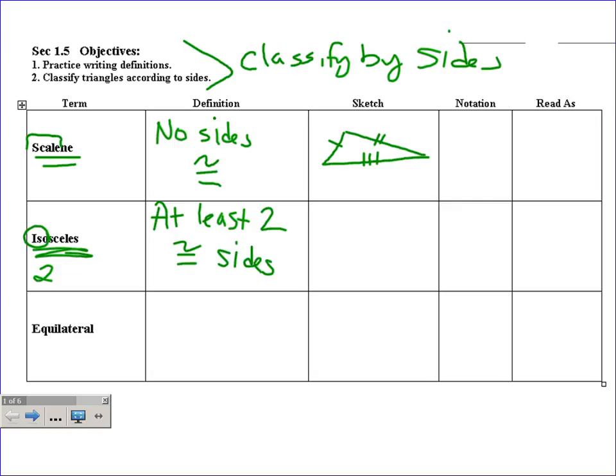So you could have two congruent sides. You could have three congruent sides. Either one of those will actually be classified as isosceles. It's kind of strange. Generally speaking, you'll see this drawn like this, where this side and this side are congruent.